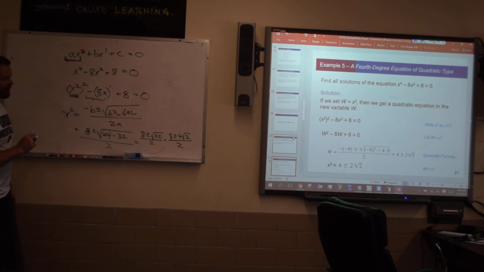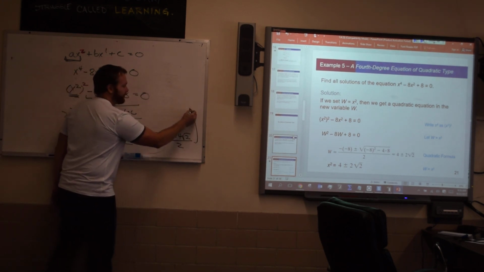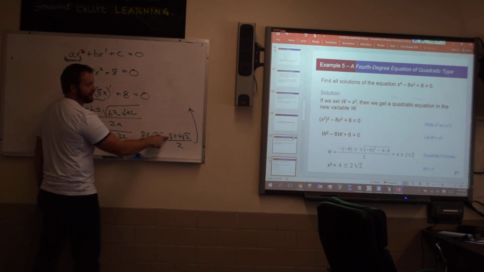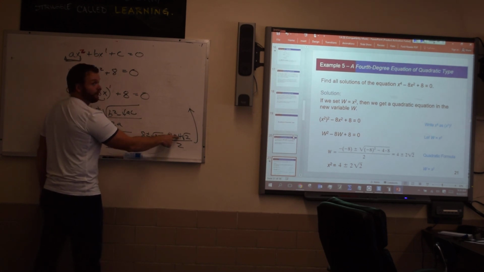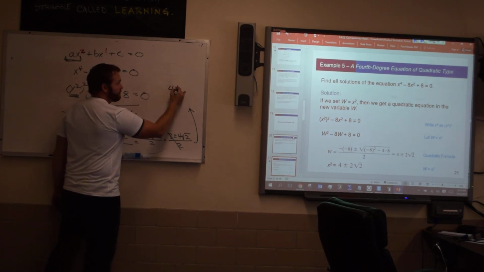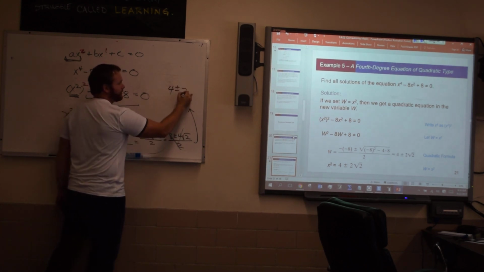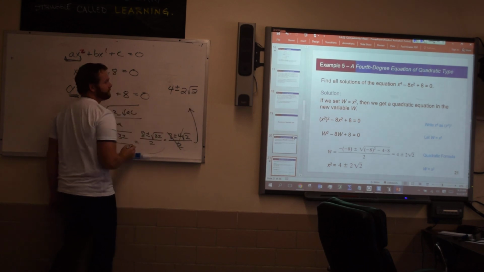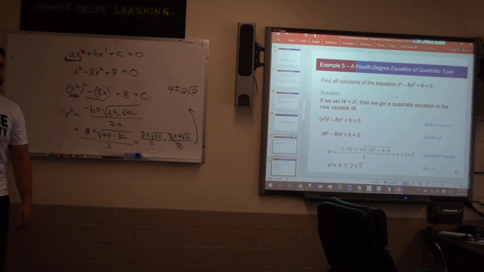I apologize, I'm running out of room here. Before we go up, will that 2 go into that 8? Will it go into that 4? So I'm going to divide those out. Gives me 4 plus or minus 2 radical 2. Okay? And that's my solution.